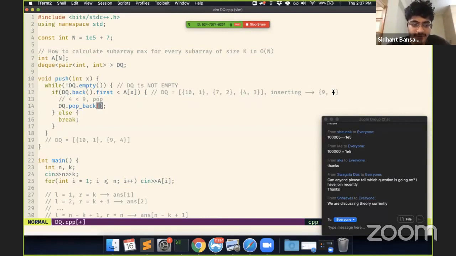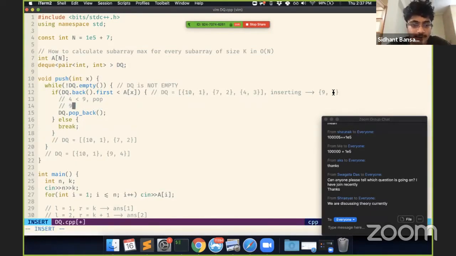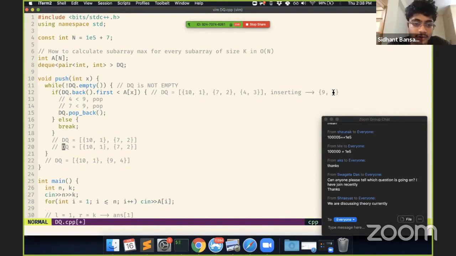Now after the first iteration, what does the DQ look like? It looks like 10,1, 7,2. 4,3 just got popped out, right? Then we again check, is the DQ empty? No, it's not empty. So we go inside and see DQ.back.first, which is 7, the last element, and we compare it against 9. So we again pop out. Now the DQ looks like 10,1. Now we again go into the while loop. It's still not empty.